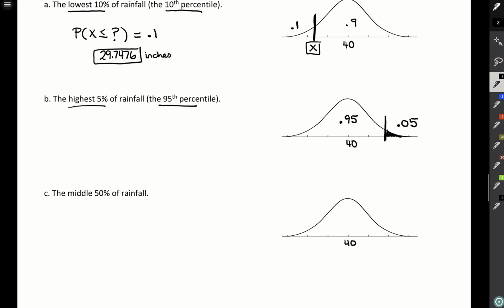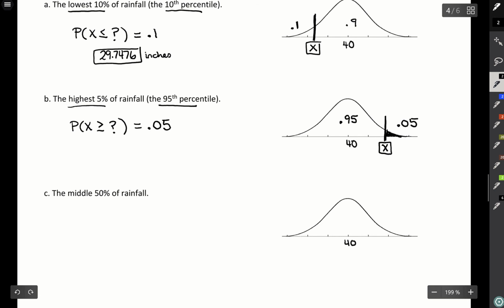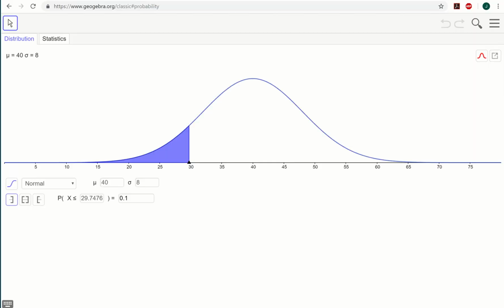So what we want to do here, and we can look at it either way, either using this area to the left or to the right. Let's go ahead and use this 0.05. So what we're saying here is the probability of x being larger than or equal to, and then for some value, we don't know what that actual cutoff is, for x to be larger than that number, should have a 5% chance. So we need to go to GeoGebra to find that value.